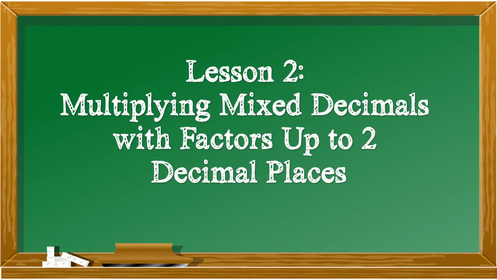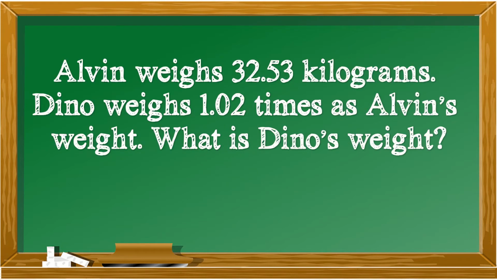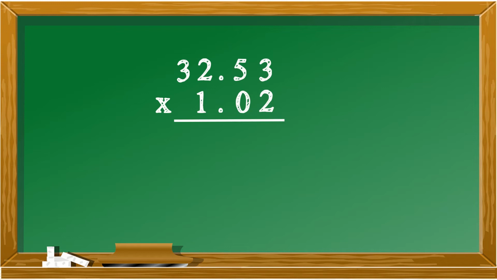Lesson 2. Multiplying mixed decimals with factors up to 2 decimal places. Alvin weighs 32 and 53 hundredths kilograms. Dino weighs 1 and 2 hundredths times as Alvin's weight. What is Dino's weight? So we are going to find the weight of Dino. So to do that, we are going to multiply 32 and 53 hundredths by 1 and 2 hundredths.